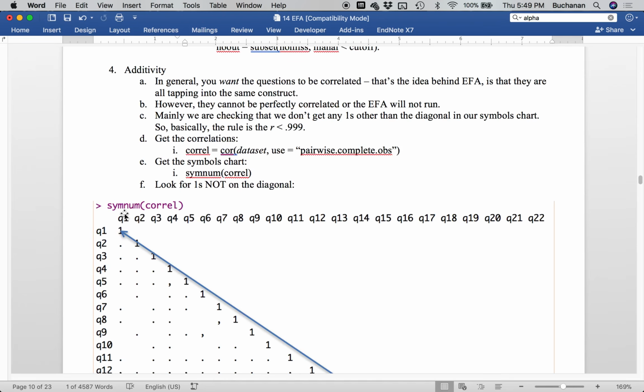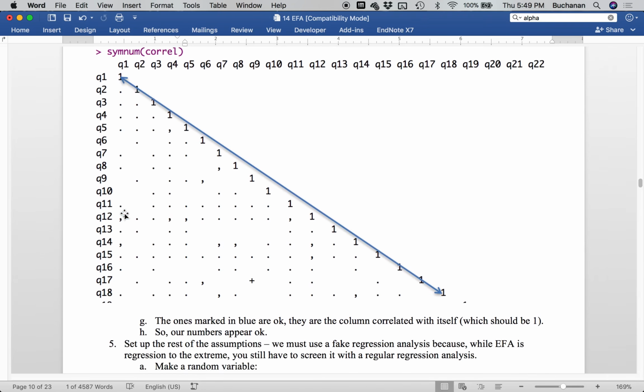We want these items to be correlated because that's the point of EFA, but we're just trying to make sure that nothing is correlated at 1, because then it won't run. And we're going to use our symbols for numbers chart to look for that. So you're going to get a lot of symbols, hopefully, because that means they're all correlated to each other.